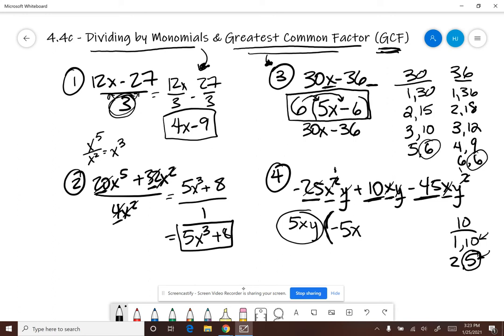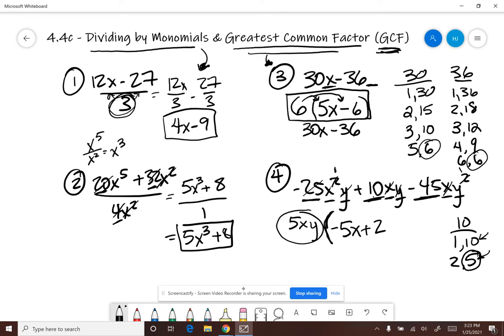Now we've got 5xy times what equals 10xy. Well, we've already dealt with the x and the y. The only thing left is the 10. So 5 times what gives you 10? It's a positive 2. So that's literally the only thing that's left in that particular part.